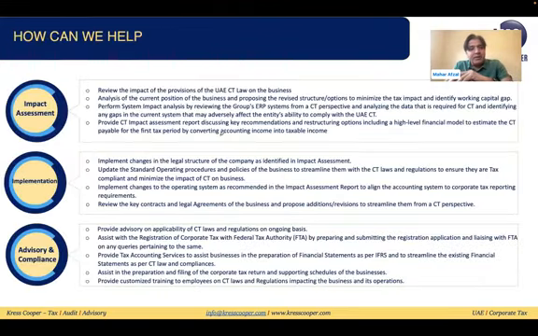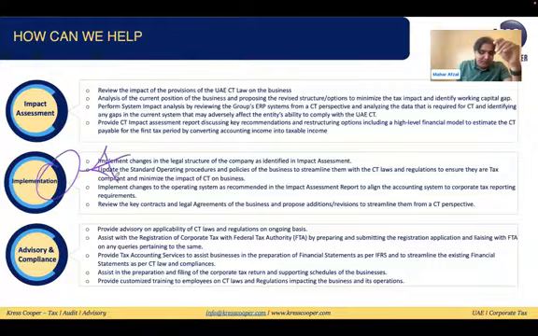How can we help? As usual, impact assessment, implementation, advisory, and compliance services. Crest Cooper can help you. In the implementation section, transfer pricing benchmarking is part of the implementation package. How to do the benchmarking?